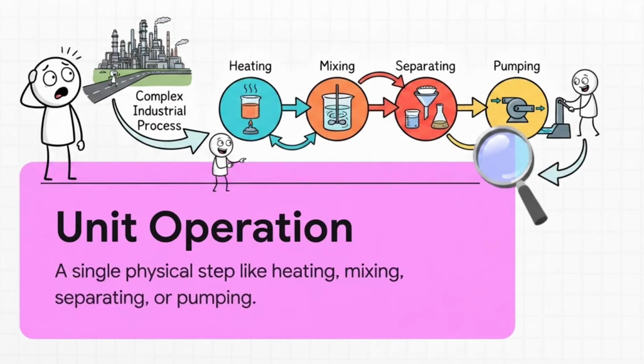The very first core idea you need to know is the unit operation. A unit operation is just a single physical step. We're talking heating, mixing, separating, pumping, that's it. And this matters because every complex industrial process, no matter how intimidating or insanely colossal it looks from the highway, is really just a chain of these very simple physical steps performed one right after another.